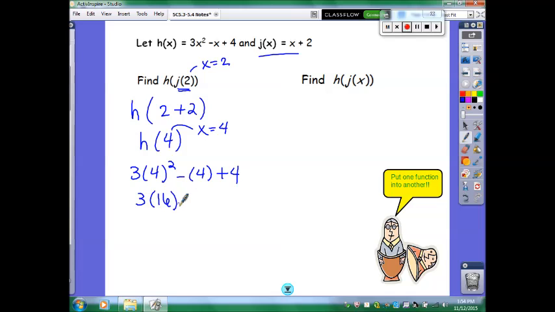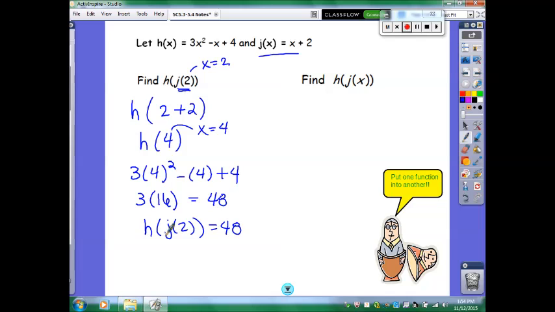So this is 16 minus 0. 3 times 16 is 48. So h of j of 2 is equal to 48. You always work from the middle out. Okay, the insidemost parenthesis out.